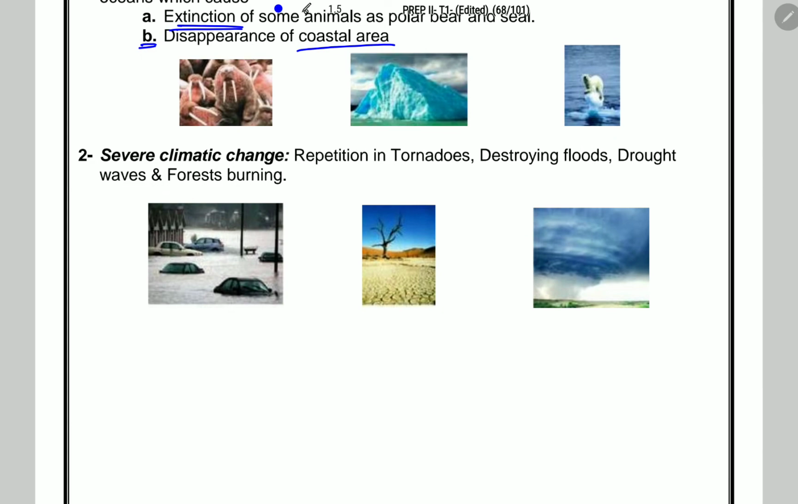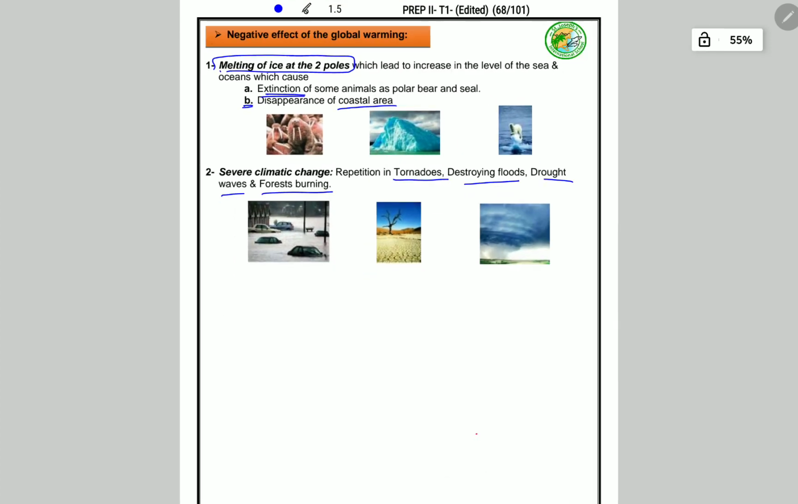Number 2, severe climatic changes. A lot of climatic changes happen, like tornadoes, floods, drought waves, and a lot of forest burning. And this would be everything about lesson 2, and see you in another lesson.